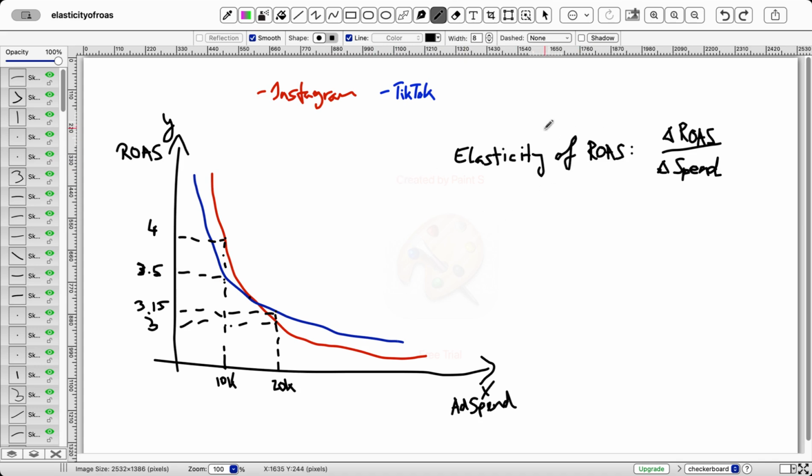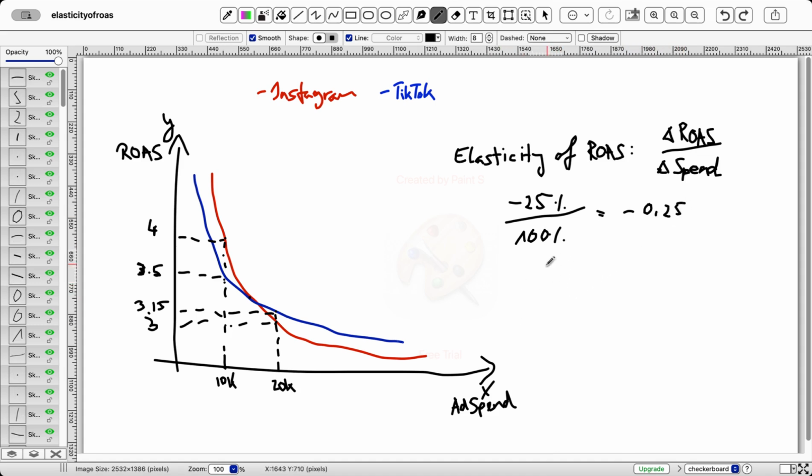And you can tell that by looking at the formula. So let's make an example here. Let's take the number 4. The drop to 3 is 25%. So we should look at the percentage change of return ad spend. The change is minus 25%, from 4 to 3, divided by the change in spend. And that was 100%, we increased by 100%. And that gives you an elasticity of 0.25.